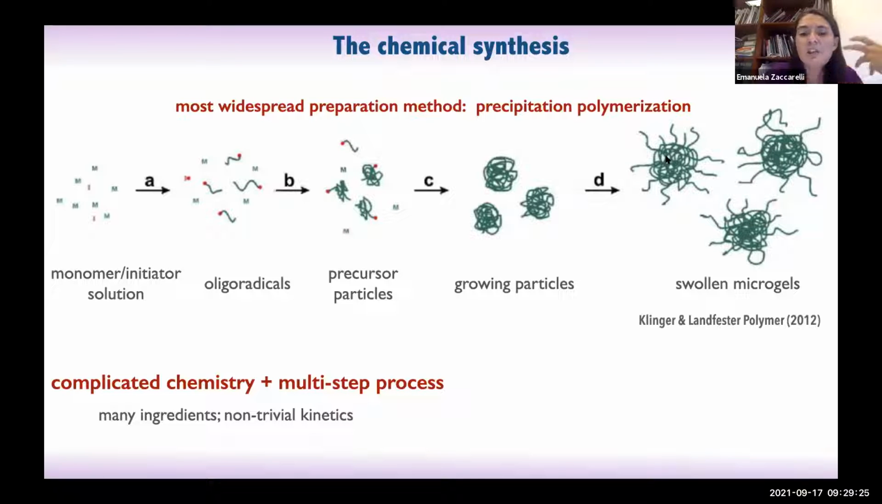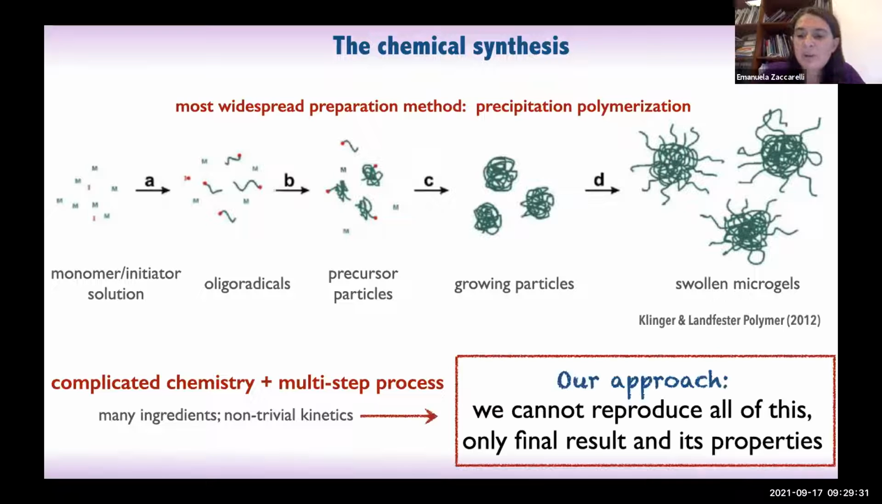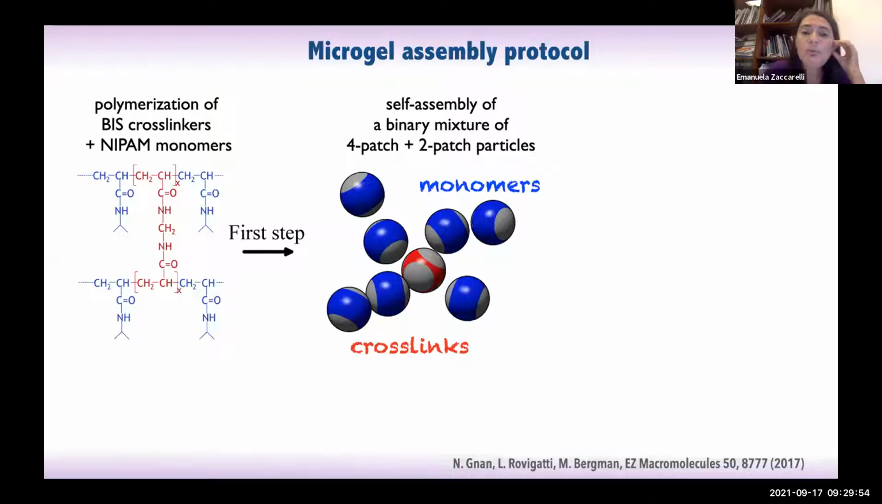So this is the only ingredient that we try to retain. And then we ignore all this complicated multi-step process, and the approach that we want to follow is a more physicist approach, in which we ignore what happens in between. We just care about the final result and the properties of the final particle. So we want to assemble a microgel that is disordered, has entanglements, has a good corona structure, and that will look like the one that is used in experiments. So how do we do that?